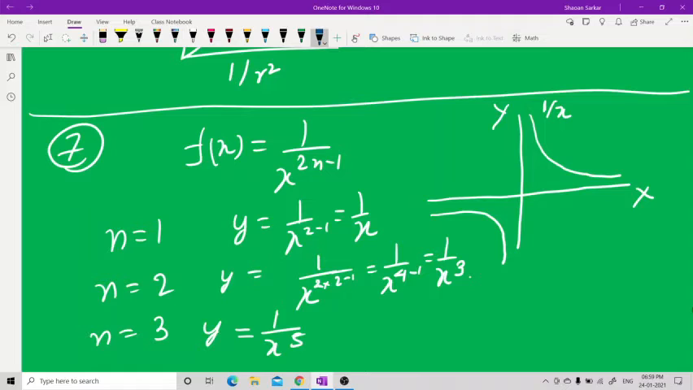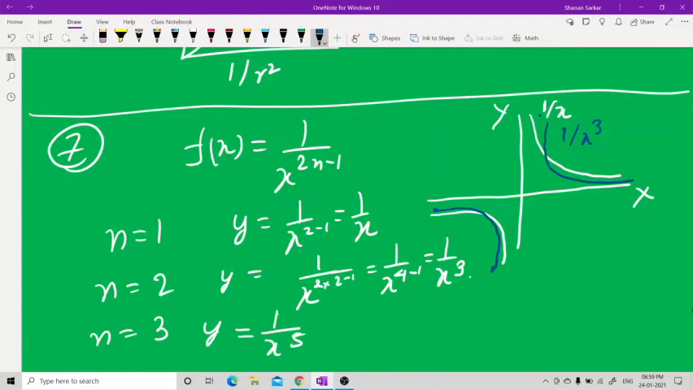Now see, this will start from here. It will go a little down, and the blue color is 1 upon x cube. Sorry, I made a little mistake in drawing this blue color graph. Wait. Now this will go like this. It will touch this place and come down here.